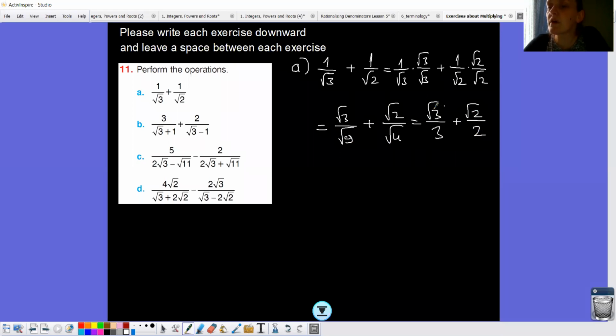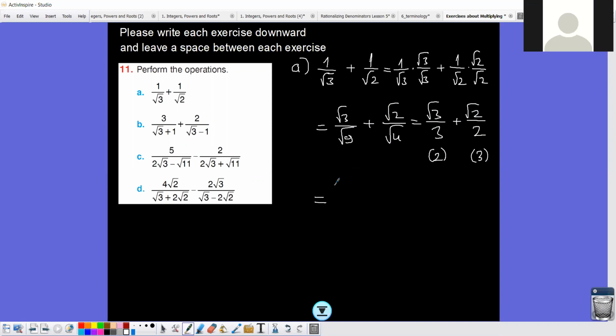So I need to do the addition now. To make the addition, what do I need? Both of them are 6. Okay, so we need to make the denominators 6, which I will do by multiplying the first fraction by 2, the second one by 3. Then what will I get? It will be 2 root 3 over 6 plus 3 root 2 over 6.